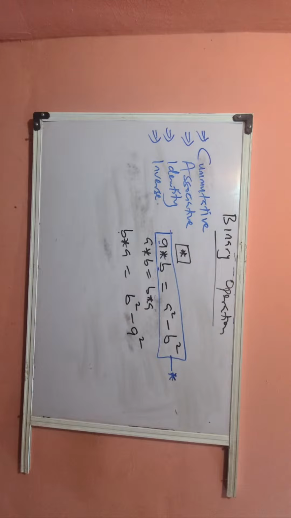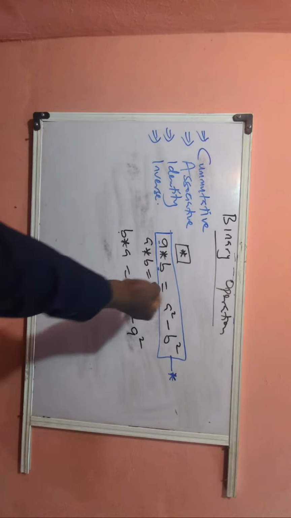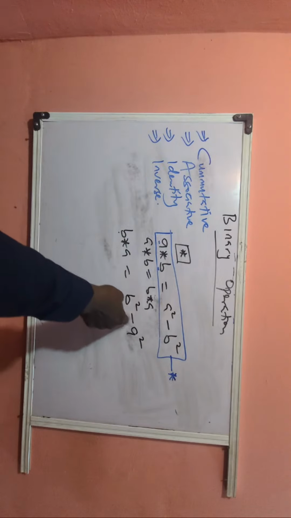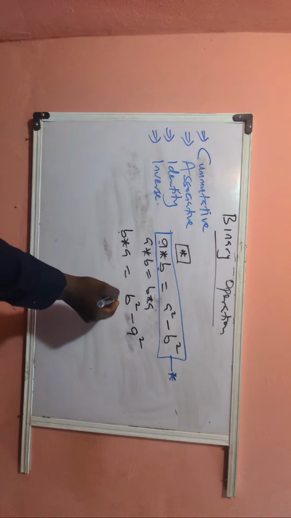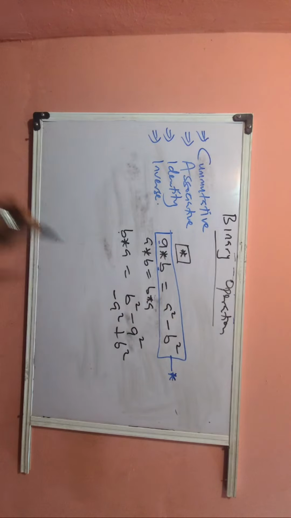You can see that. So my question to you is: is A star B the same thing as B star A? Obviously not, because A square minus B square is not the same thing as B square minus A square. If you try to arrange this, it will be minus A square plus B square, which obviously is not the same thing as what you had initially. So obviously, this is not commutative. So that is how you just have to understand commutativity under binary operation.